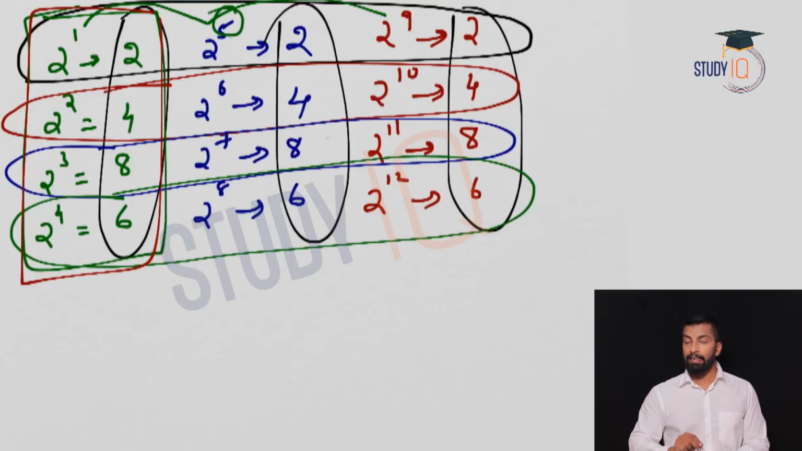Now, how will you get the answer? Now let's take a question. 2 raised to 71, last digit is what you need to find out.